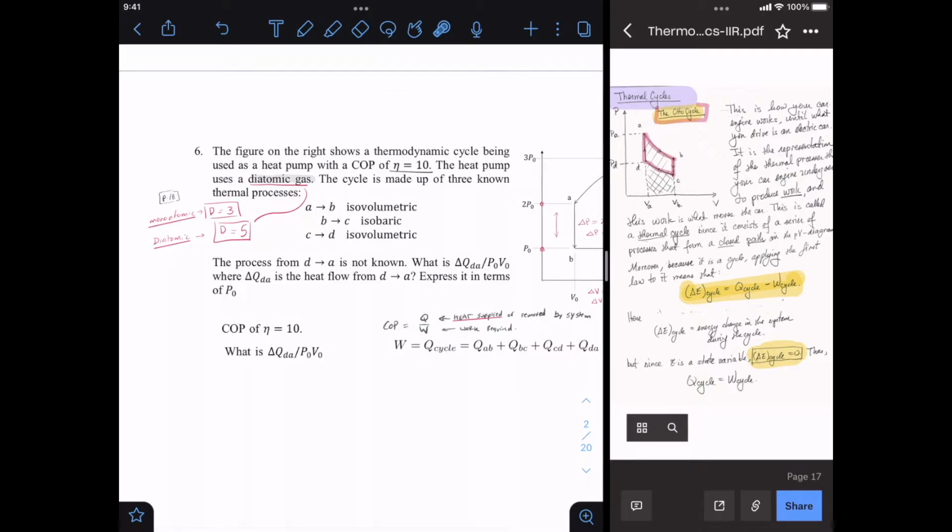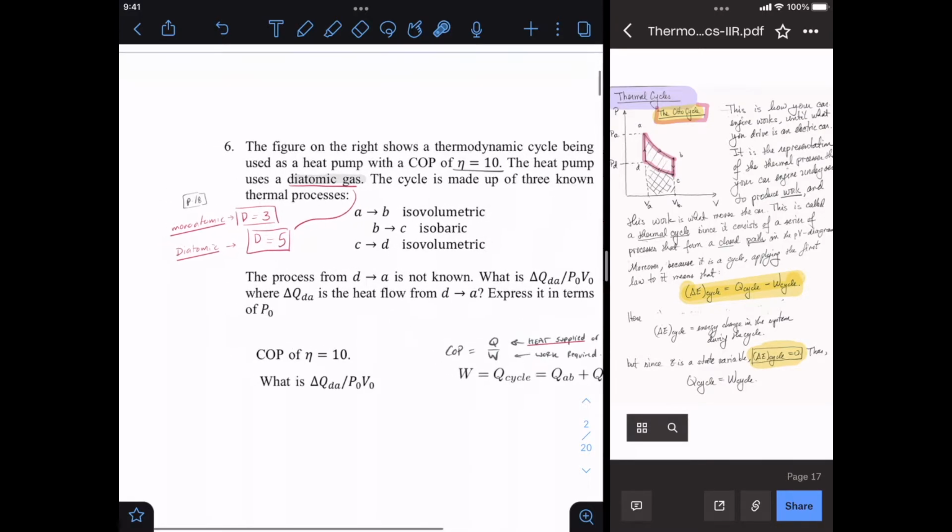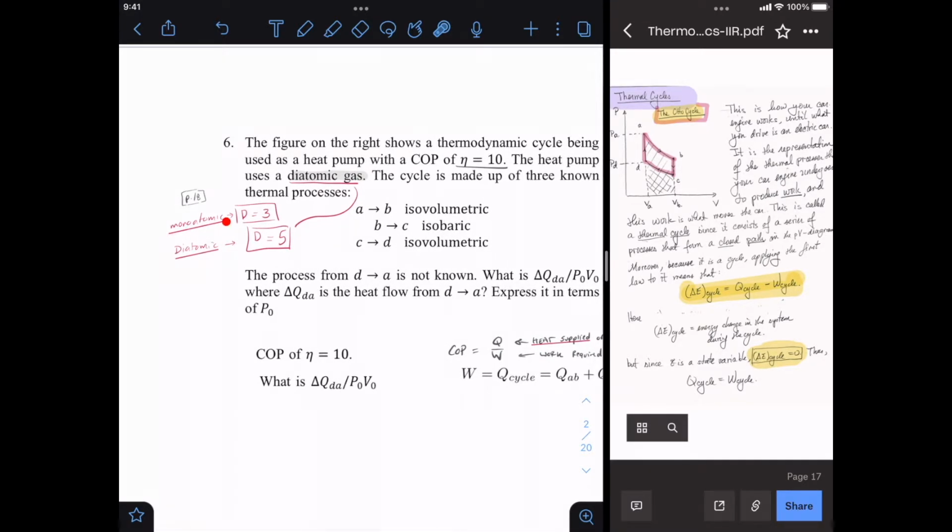On page 18, there are two different coefficients for this D variable that we're going to use in our equations. So if we have a monoatomic gas, we're going to use this D equals 3 constant. And if we have a diatomic, we're going to use this D equals 5 constant. So that is on page 18 for more background.